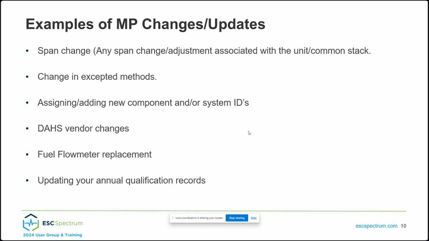If you're running consistently with 4 QA quarters, remember there is no grace period for those. And then updating your annual qualification records. If you're a peaker unit, more than likely you're going to have to update your qualification, and that does require a monitoring plan update. So these are just common things that we see in the reporting group and updating the monitoring plan.